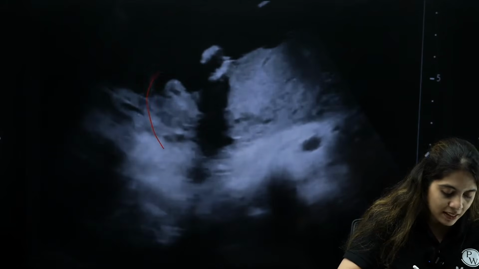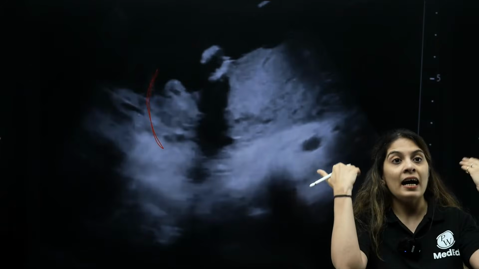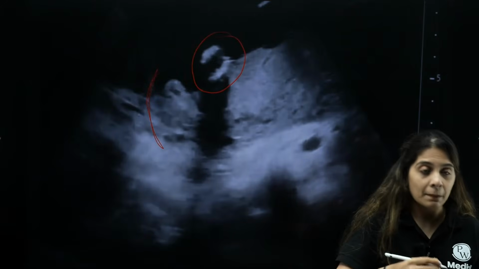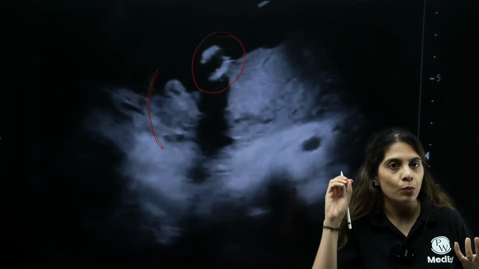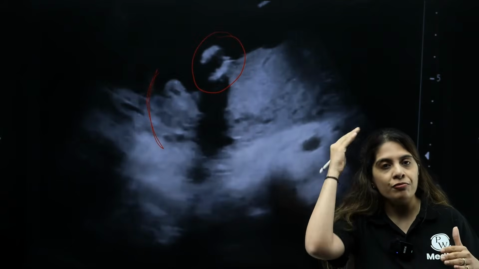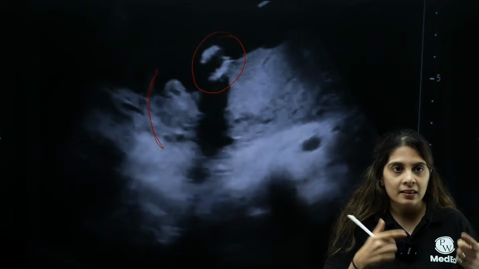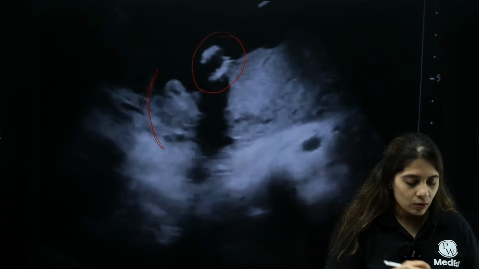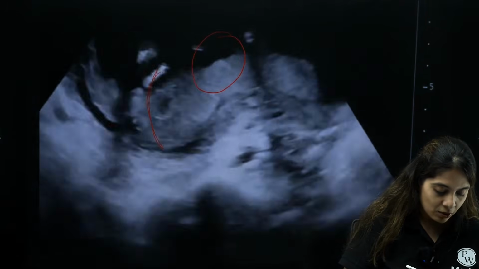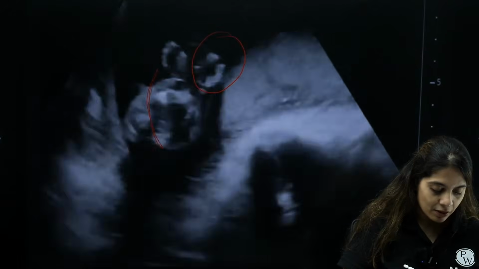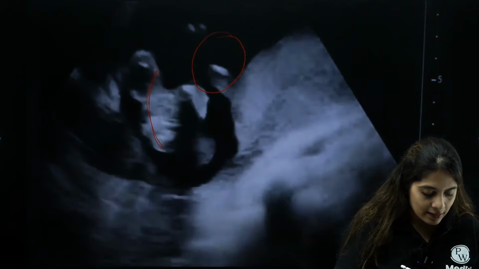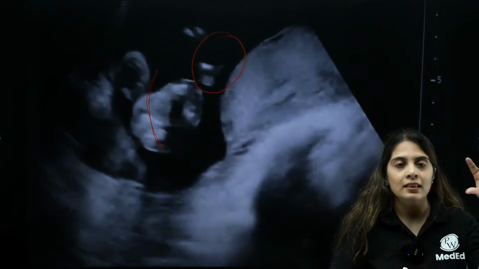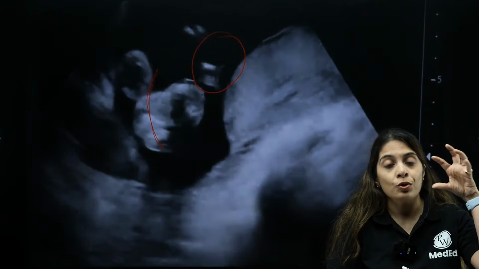normally you should be able to see a skull. You should be able to see a hyperechoic appearance. Can you see this particular part? This is hyperechoic because this is bone. So normally a fetal skull should be seen. In this particular case, there is no fetal skull seen in this area. You cannot appreciate any fetal skull here. It's just this soft tissue that is present, which is nothing but your protruding brain tissue.